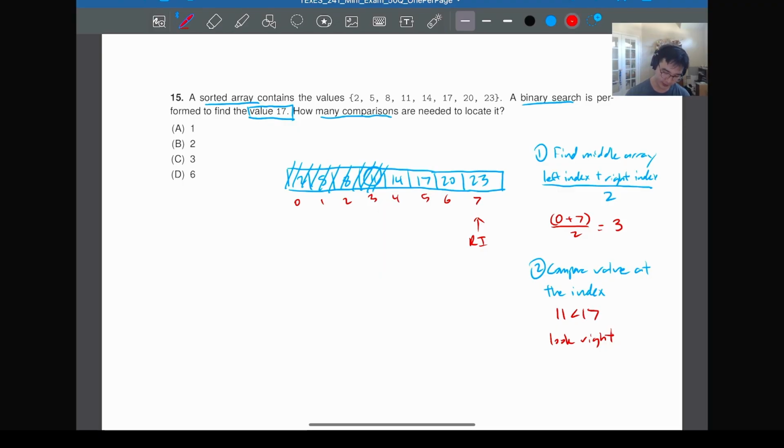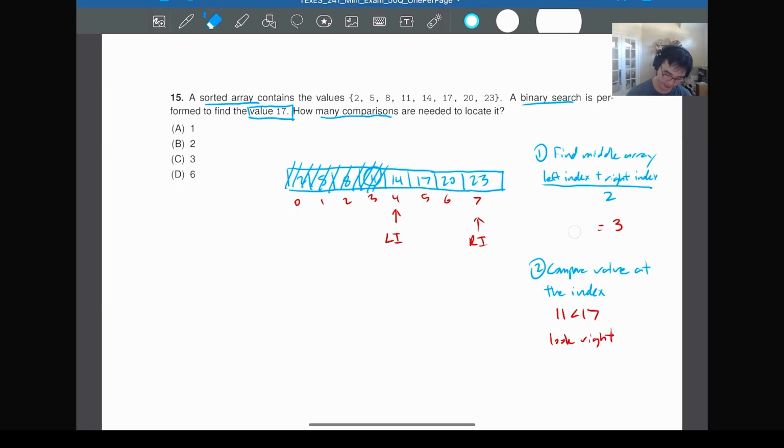So when I do step 1, find the middle of the array, I need a left index plus a right index divided by 2. My left index is going to be the leftmost location in the portion of the array I'm searching through. That's going to be 4, because I eliminated indexes 0, 1, 2, 3. 17 cannot be there because 17 is larger than 11. And I know this is a sorted array, meaning the numbers go in ascending order in this case.